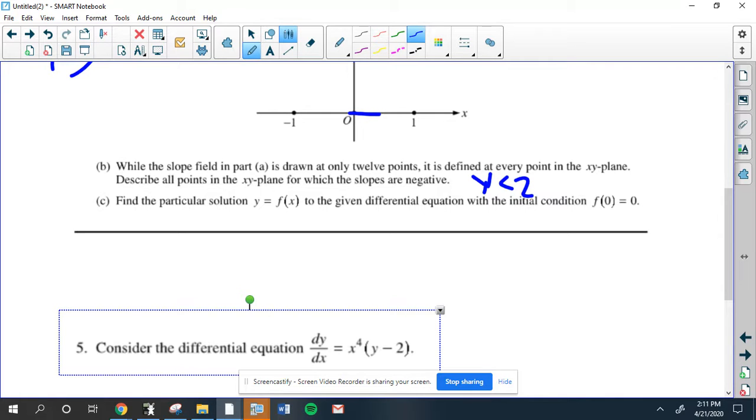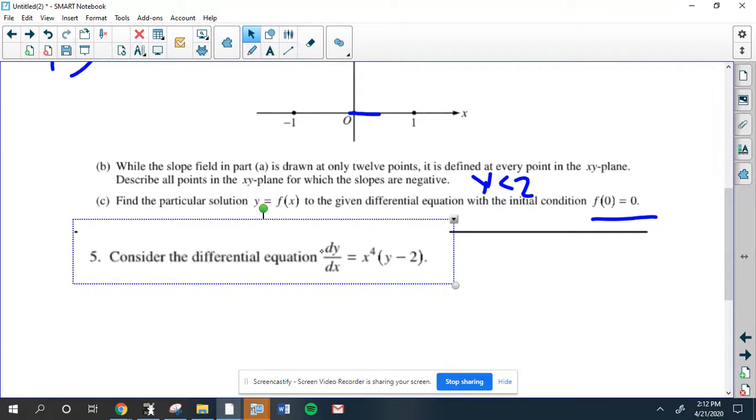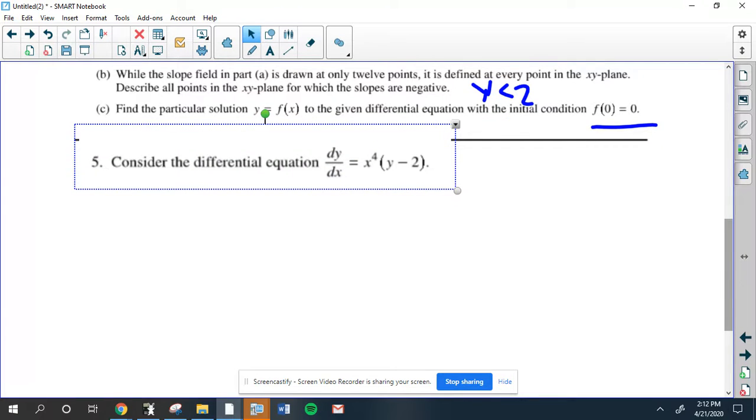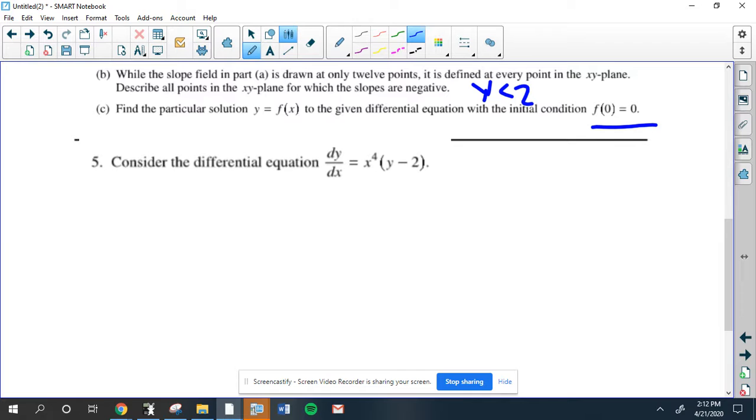Now it says find the particular solution. So this is a differential equation, and we can separate the variables, and we use the initial condition. As always, solving differential equations is very simple. The problem is there's a lot of different little things you can do incorrectly. You just have to be careful. So I'm going to separate variables first. And I would show all these steps because you're going to get lots of partial credit for things you do right.